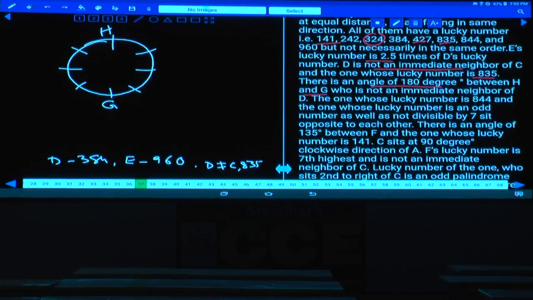And G, who is not an immediate neighbor of D. G is not an immediate neighbor of D. D cannot be in these two places, isn't it? And G cannot be in these two places.